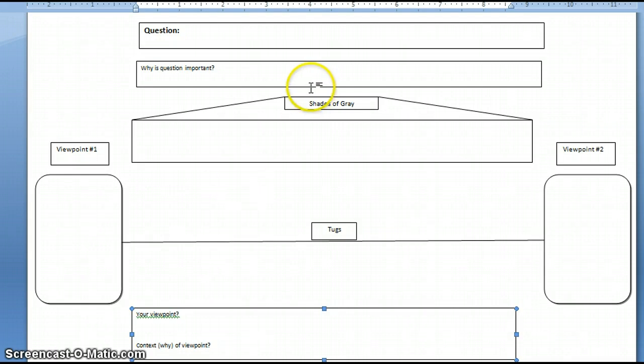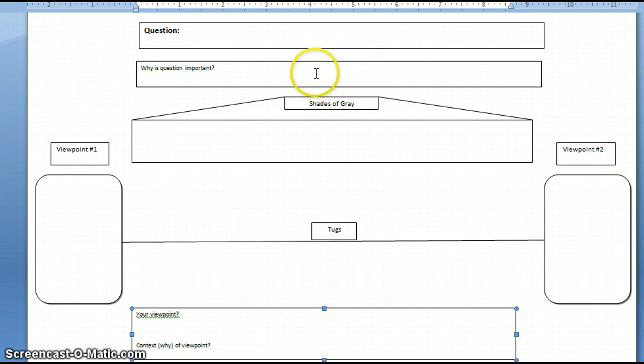Okay. First of all, we're going to go through the process online of answering different questions. As you answer those questions and I give you feedback, then you'll put your answers in this worksheet. The first thing up here is going to be the ethical question. What is the ethical question that we're trying to work with?